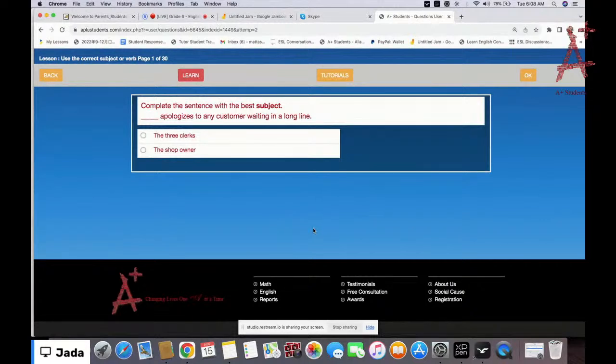Okay, so complete the sentence with the best subject. Now, in this part, you need to figure out the best subject. If the verb is singular, you would have a singular subject. If the verb is plural, you would have a plural subject. So complete the sentence with the best subject.